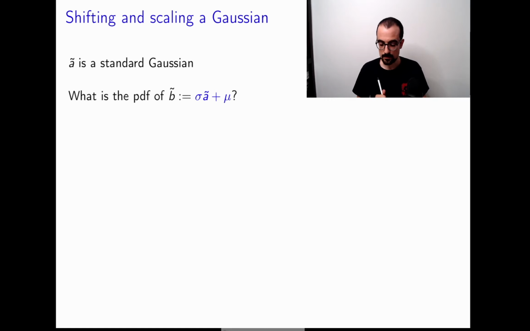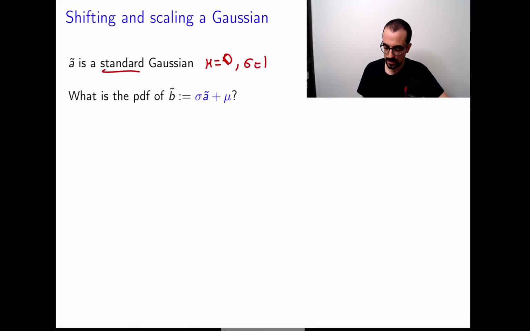Okay, so an important property of Gaussians is that when we multiply them by a constant and we add a constant to them, they remain Gaussian. So here by a standard Gaussian, I just mean a Gaussian where mu is equal to 0 and sigma is equal to 1. So now we're going to see what is the PDF of sigma a plus mu, for some arbitrary values of sigma and mu.